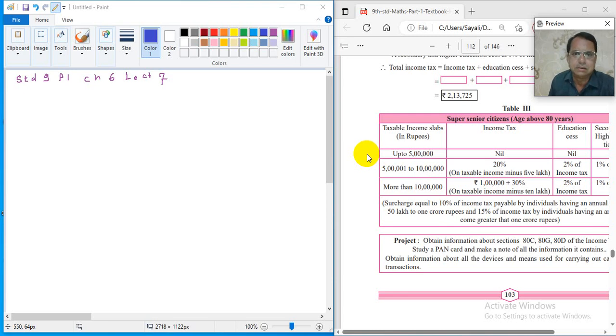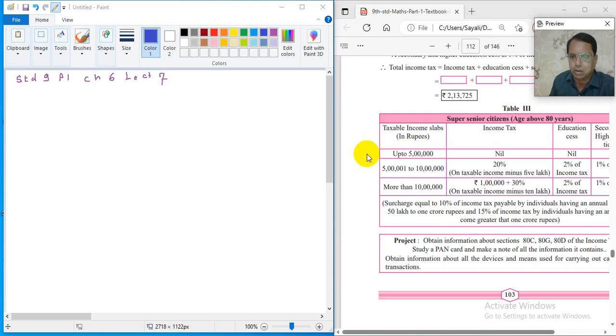And we have seen that they have formed three different groups: individuals whose age is up to 60, secondly, whose age is 60 to 80, and 80 above. And for each category, they have different rules to calculate income tax. So in the previous lecture, we have seen two examples, where in the first example, we have considered an individual whose age is less than 60. In the second, we have seen an example of a person whose age is between 60 to 80.